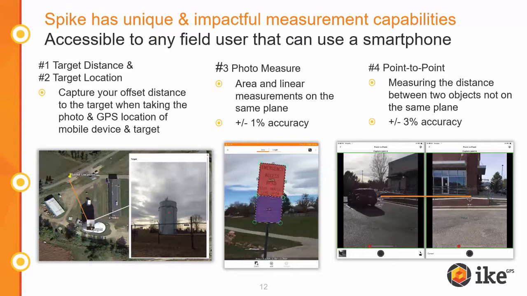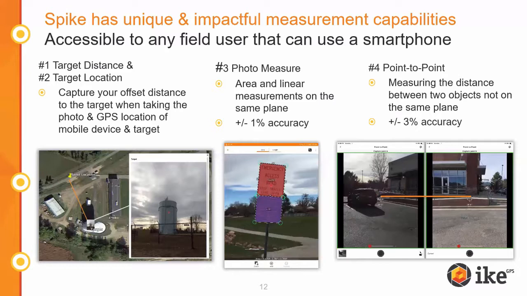I'm going to spend just a little bit of time on that because this is really important, because this really helps you to understand where Spike fits as an overall tool in your geospatial toolbox. So for the photo measure, we say plus or minus 1% accuracy, and with point-to-point, we say plus or minus 3% accuracy. So what that means, and I'll use the photo measure as an example here, is that it's going to be within plus or minus 1% of the real-world measurement. So if something measures 10 feet in the real world, 1% on either side of that is going to be a good enough measurement for us.